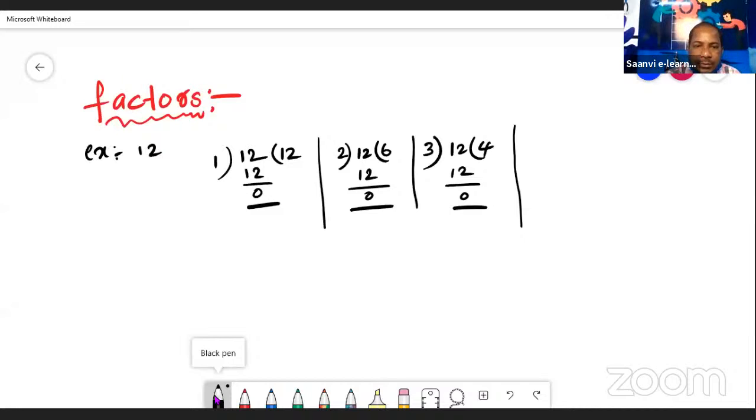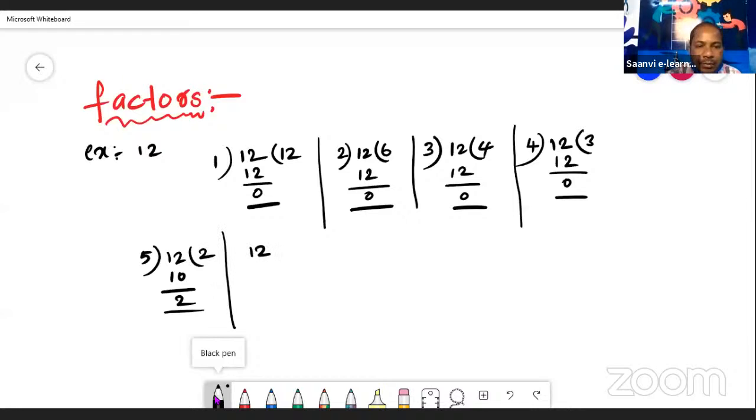First we divided by 1, next by 2, next by 3. Next divide the number 12 by 4. How many times is it possible? 4 3s are 12. Now divide this number by 5. 5 2s are 10. What is the remainder here? 2 is the remainder. And the same number you divide by 6.